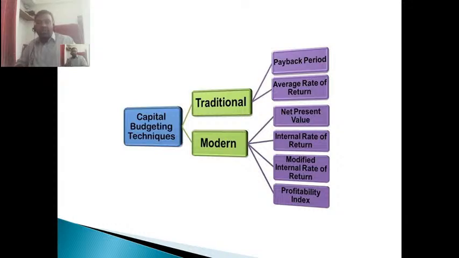Second thing is how much money I'm going to make after every interval, maybe after a year or after a month. So this is a traditional method. Based on these two traditional methods, you decide your capital budgeting.